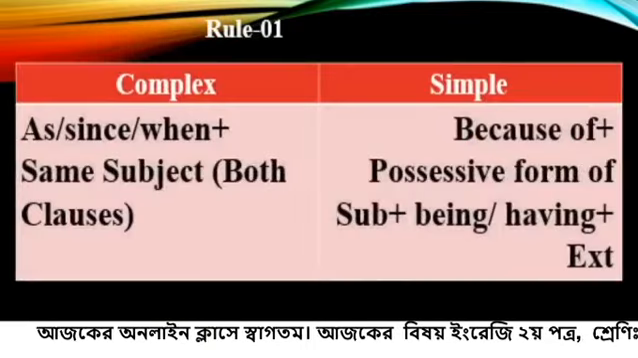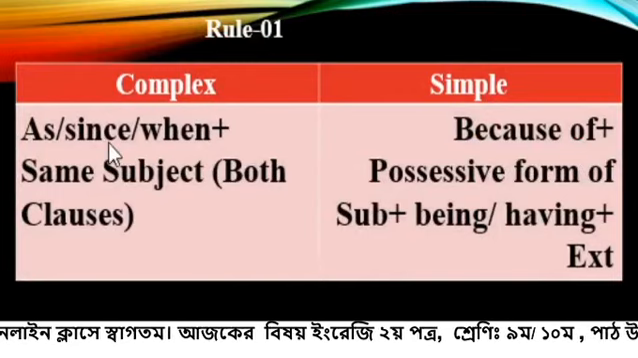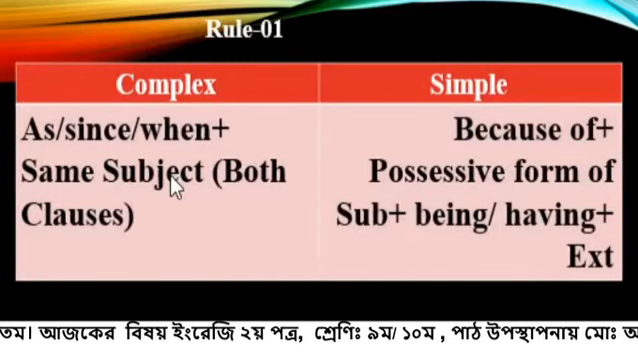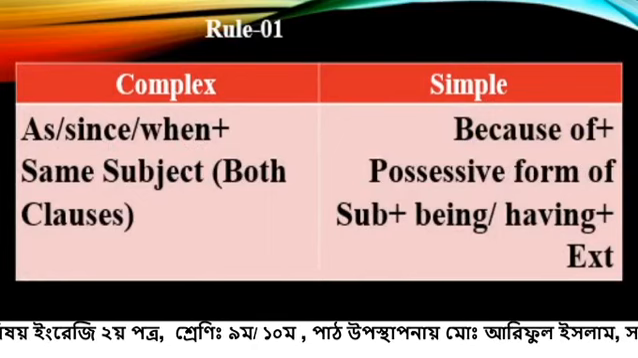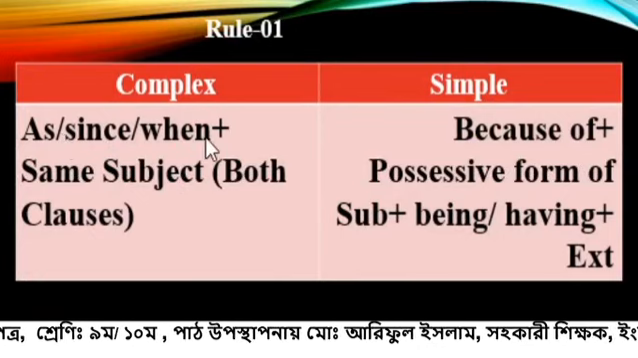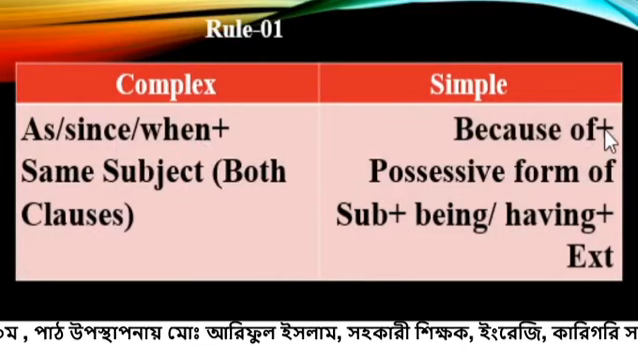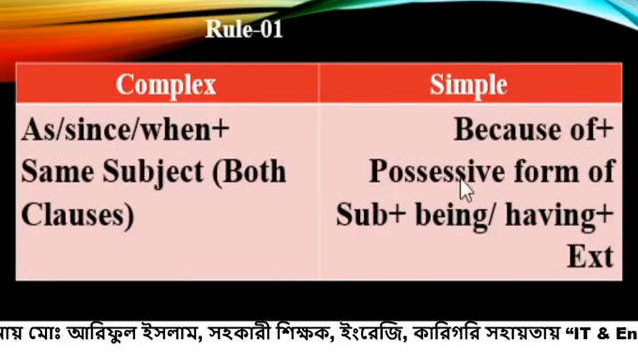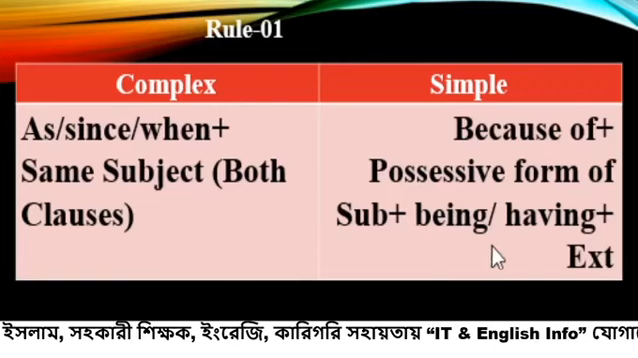Rule number 1. If in a complex sentence as, since or when is used and the subject of both clauses is the same, then instead of as, since and when, in the simple sentence we have to use because of plus the possessive form of the subject. If the subject is a pronoun, then the possessive form of the subject plus being or having plus extension.